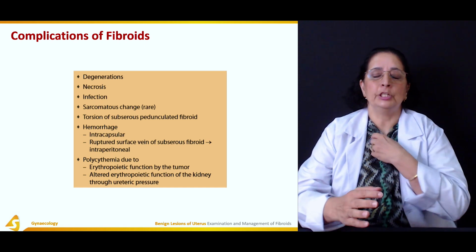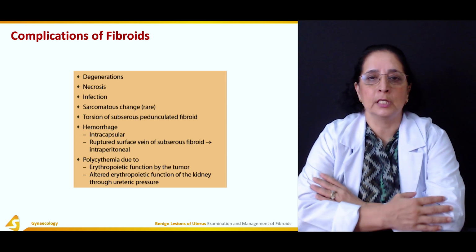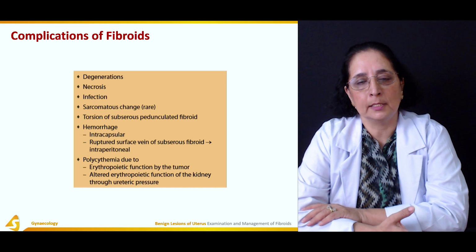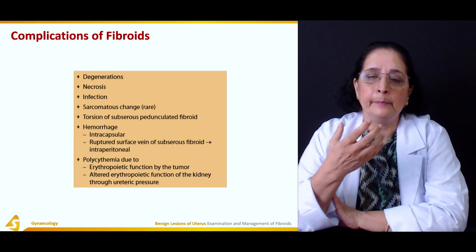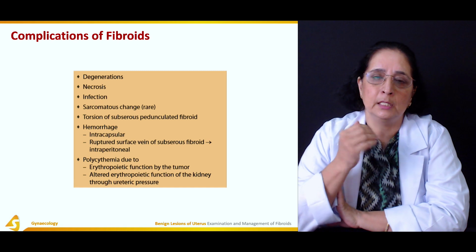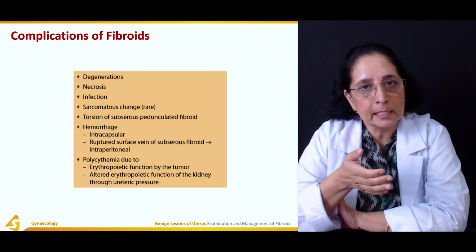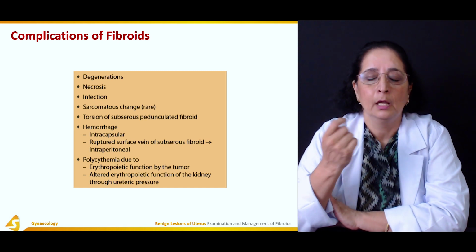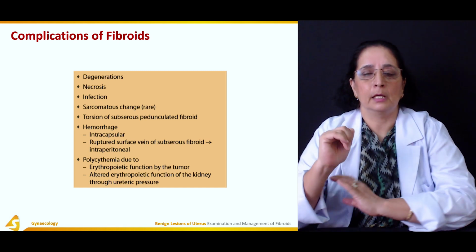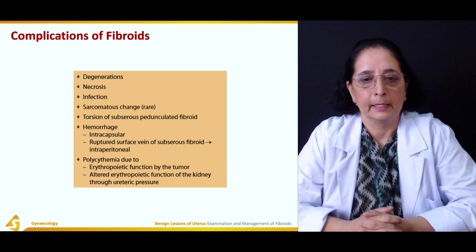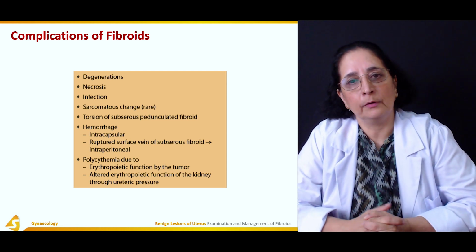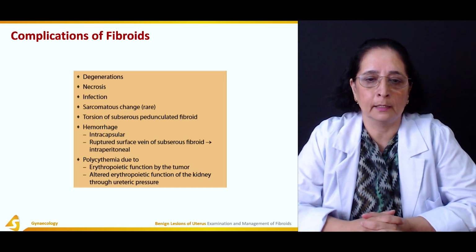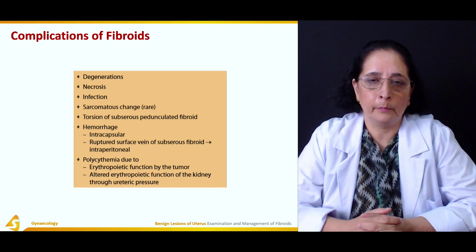Then the other complication of fibroid is necrosis of the fibroids. Necrosis is the death of the fibroid cells or tissues, and usually the main cause of necrosis is decreased blood supply to the fibroids, due to torsion of the fibroid, because then the blood flow is stopped or decreased. Then another complication of the fibroids might be infection. Infection of the fibroids can occur, or it can be sarcomatous changes.